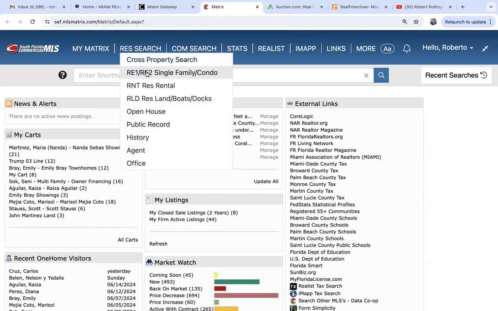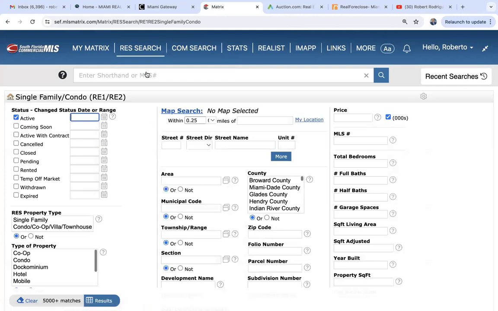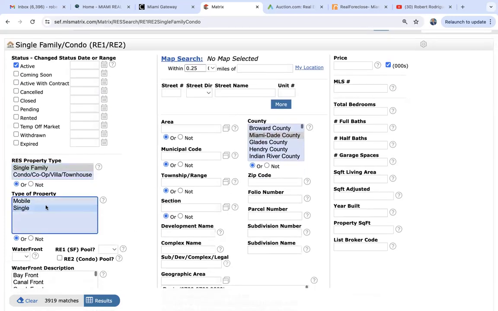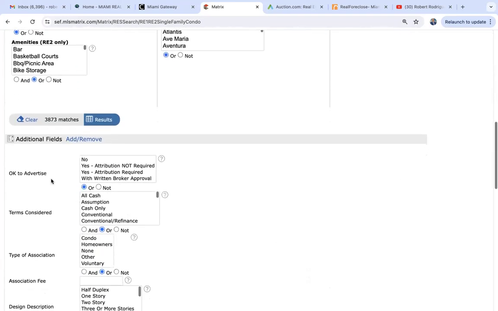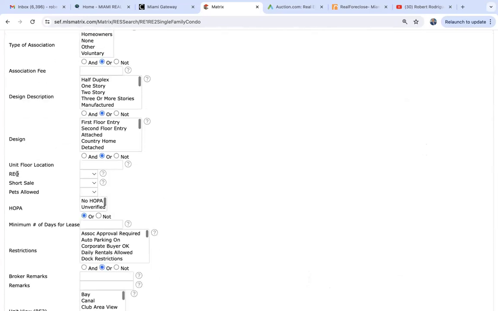Now, you're going to do a regular RE1 search, which is a single family home search, right? And let's go ahead and select Miami-Dade County, and let's select single family home. I'm also going to select single here for type of property. Make sure that we exclude mobile homes. And then in the additional fields, you want to add REO. REO stands for what? Real estate owned. In other words, bank owned properties, right? These are foreclosed properties. These are not pre-foreclosures. These are not lis pendens. These are already past that. All right, so we're looking for REO properties. We're going to hit yes for an REO property. Okay.